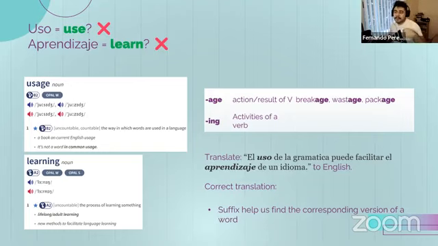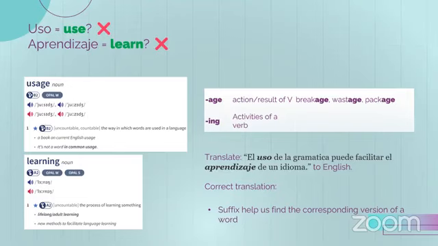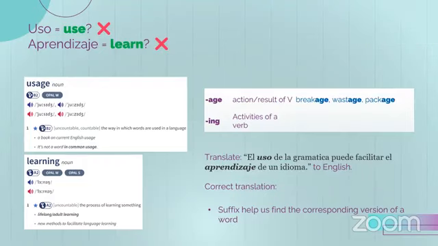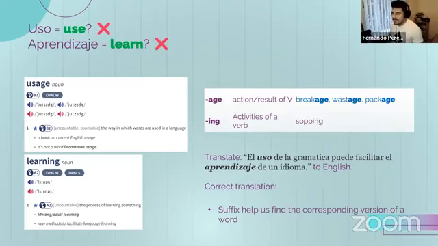So "el aprendizaje," for me, "aprendizaje" is a noun that comes from the verb "aprender." Similar in English. The verb is learn. You see? The verb is learn, but now it's a noun. Right? So how do you translate this? What is the correct translation?